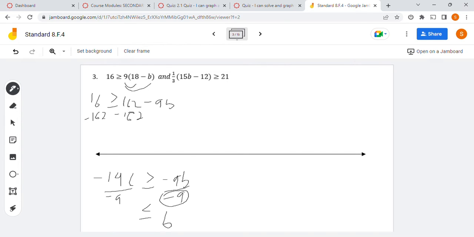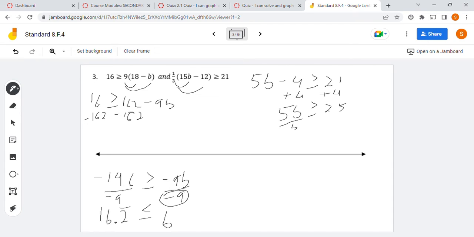And on the other side, it's 16.2 repeated forever, or you could leave it as a fraction if you wish. On this next one, we're going to distribute the 1/3. That gives us 5b minus 4 is greater than or equal to 21. Add that 4 to both sides. We end up with 5b is greater than or equal to 25.